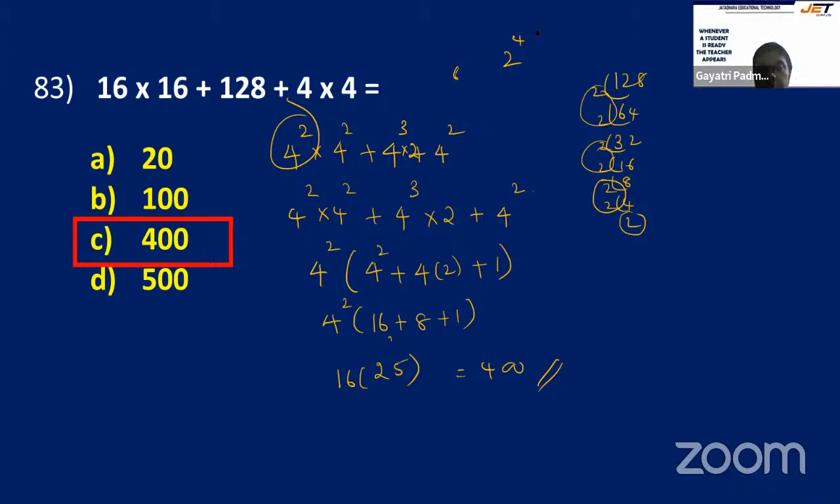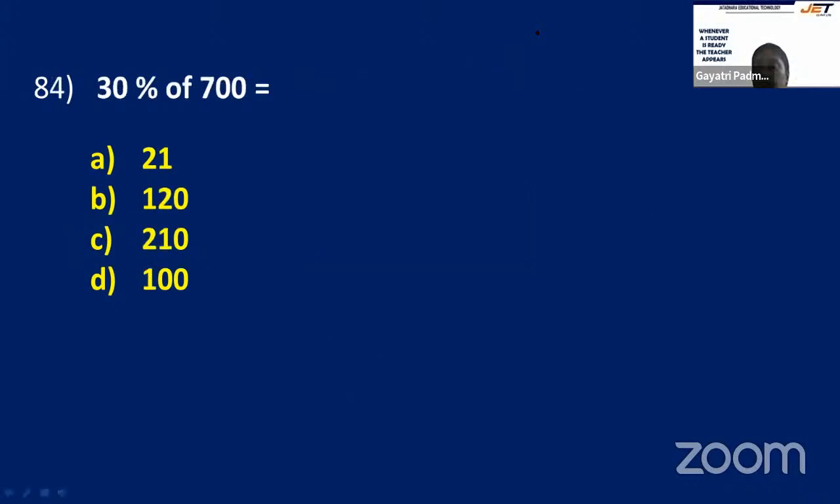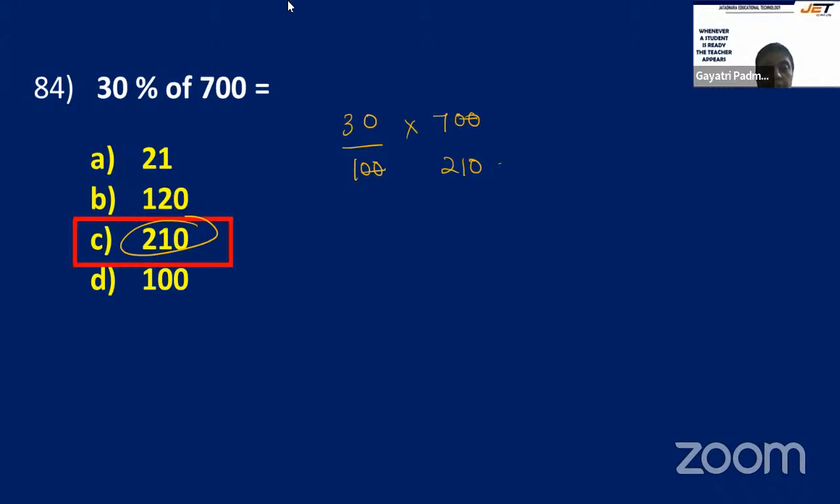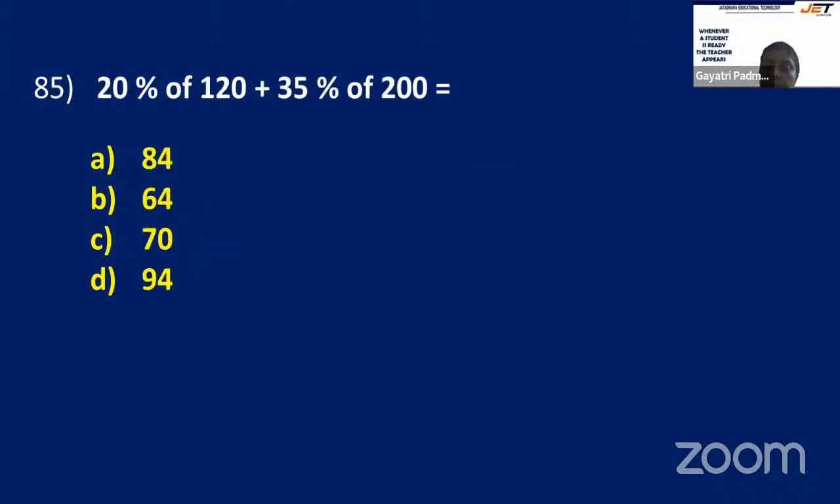Now let's move on to the next question. We have 30% of 700. What is 30% of 700? Percentage is always by 100. When you say 30%, it is 30 by 100; when you say 10%, it is 10 by 100. Likewise, any percentage means it is divided by 100. So you can cut off the 2 zeros, whereby you get 210. So your option must be C. If you had opted for option C, your answer is perfect.